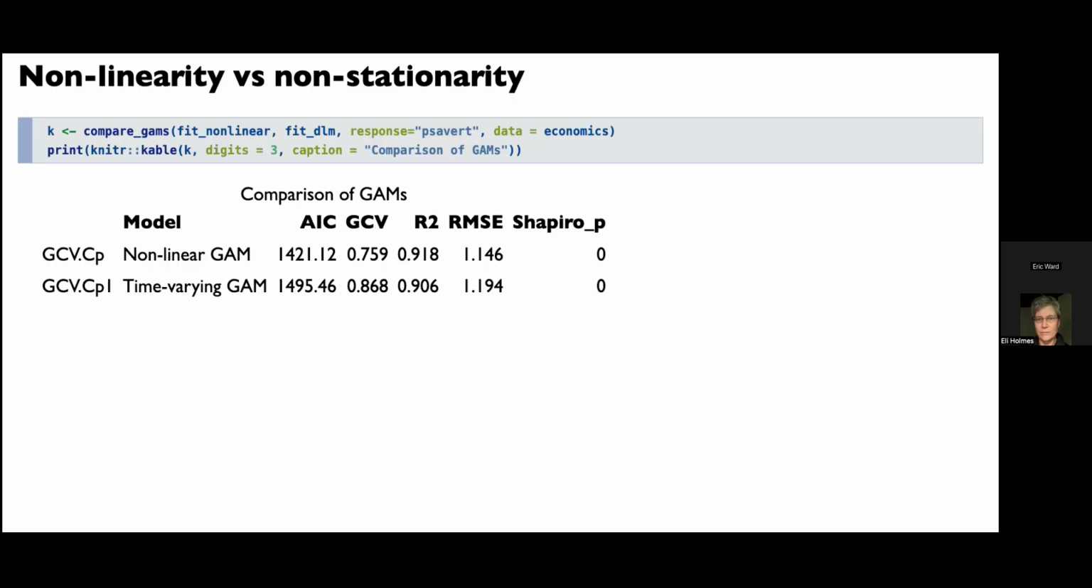And then root mean squared error, we want that to be minimized, like with AIC or GCV. So based on these kinds of statistics, I think one would conclude there's probably more support for the nonlinear GAM over the time-varying GAM. You could also, and we'll talk about this more in a couple of weeks, do some more detailed cross-validation to test this a little bit further and see where the nonlinear model might fail. But based on all of these statistics, I would say the nonlinear model probably has greater support.